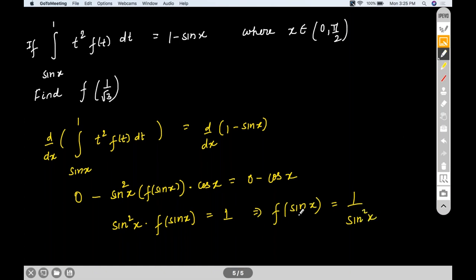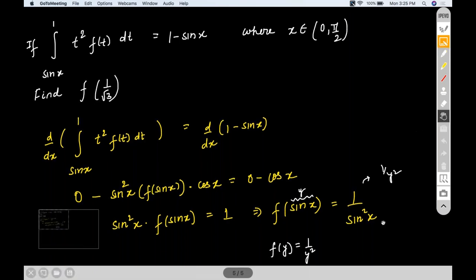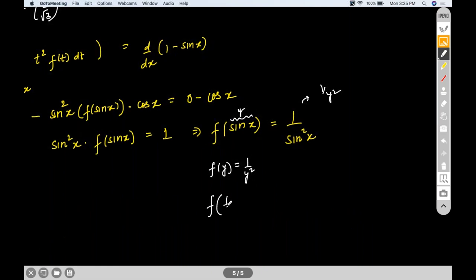Guys, let me tell you here, whatever you have put over here, its square is being reciprocated as the output of that function. So for example, if I put this as y, you will read this as 1 by y square. That means your function is behaving like this. Whatever you are inputting into the function, it is just reciprocating the square of that input. So if I put a 1 by root 3 as my input, what will it do to it? 1 by (1 by root 3) square. That's nothing but 3. Correct? So this is your answer.